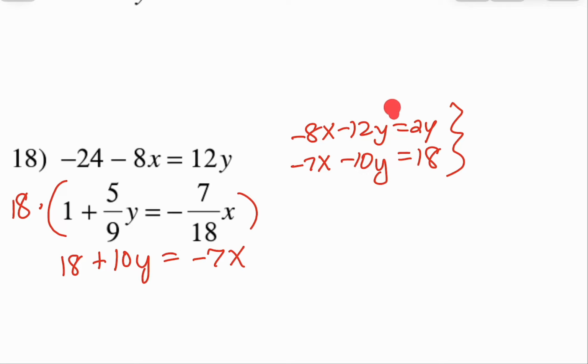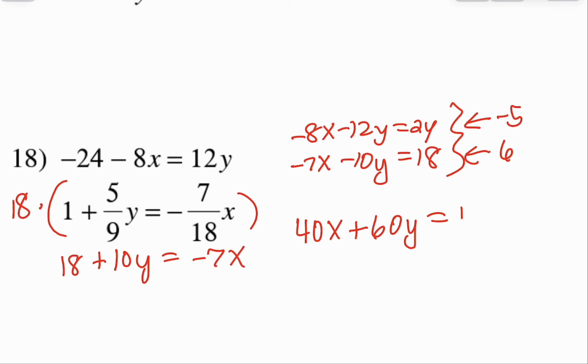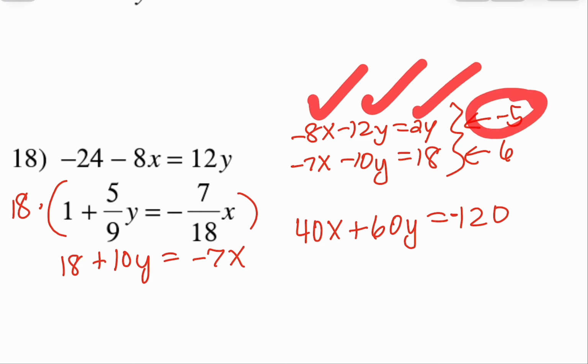So let's turn the y's into, let's think about it here, let's say they both would go into 60. So I'm going to make this a positive 60 by multiplying everything through by negative 5. And I'm going to leave this a negative 60 by multiplying by 6. So I'm going to multiply everything on top by negative 5. I'm going to get 40x plus 60y equals negative 120. Oh, I'm sorry, that would be a negative 120, because that's a negative 5, it would be positive, positive, negative.